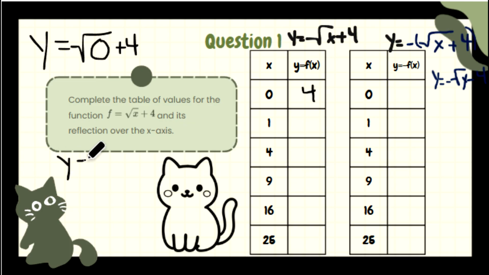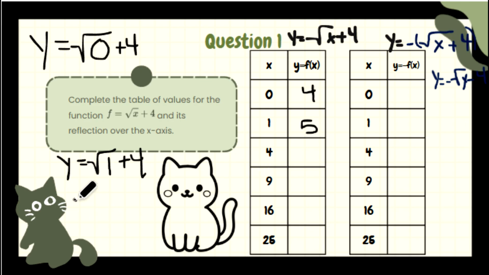y is equal to the square root of 1 plus 4. I'm just plugging this x value in here and using the rest of the normal formula. So that's going to give us y is equal to, the square root of 1 is just 1, so 1 plus 4, which is 5. We're going to continue down and fill out this whole thing.